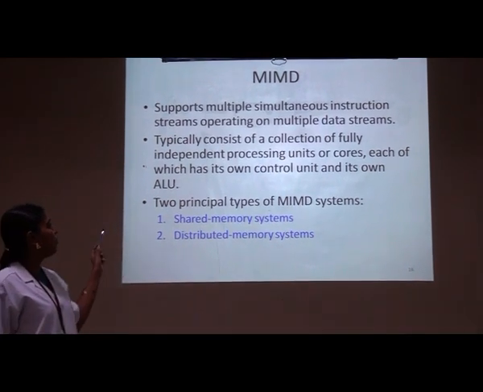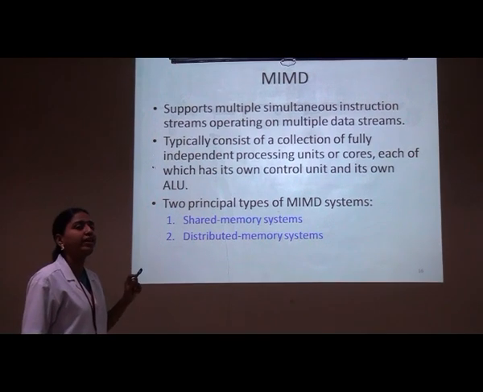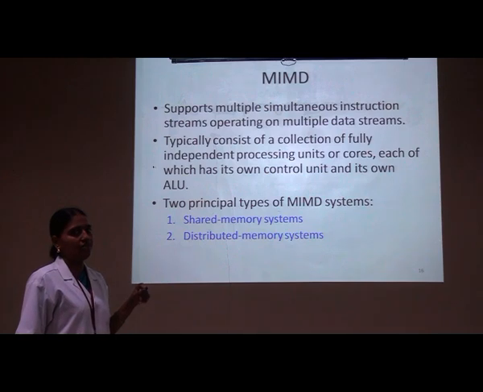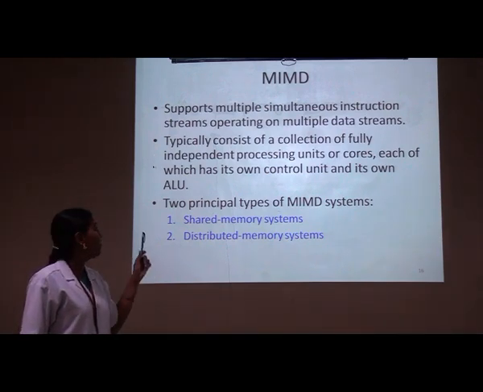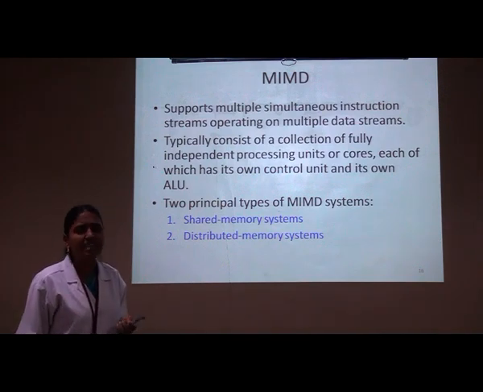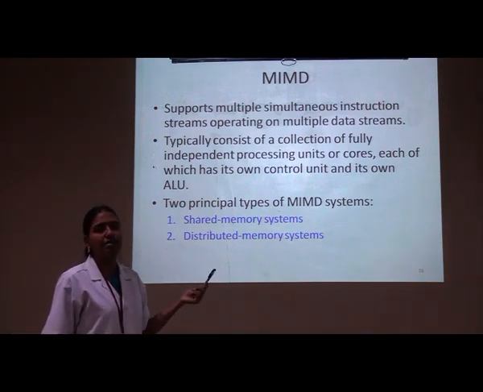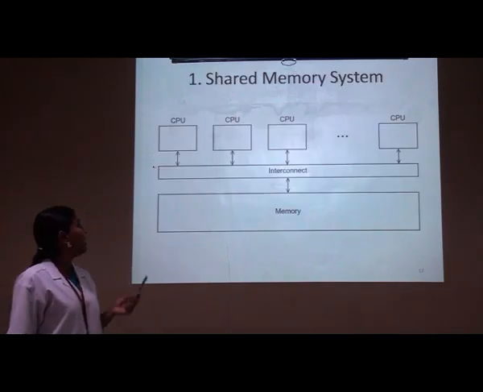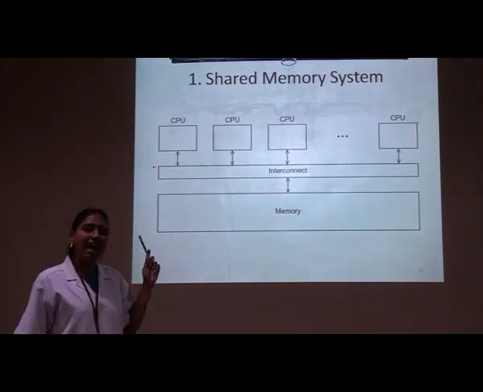For the best example of MIMD systems, we prefer two categories. One is the shared memory multiprocessor system, the multi-core processor. The two categories are shared memory systems and distributed memory systems. So what are the main differences between shared memory systems and distributed memory systems? We are going to see that here. The first category is the shared memory system.